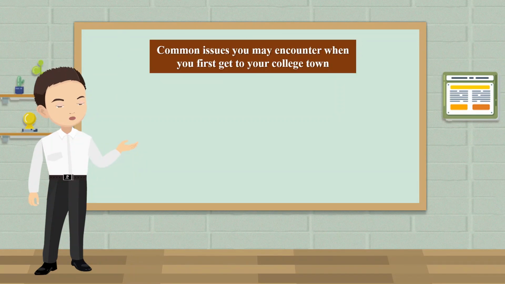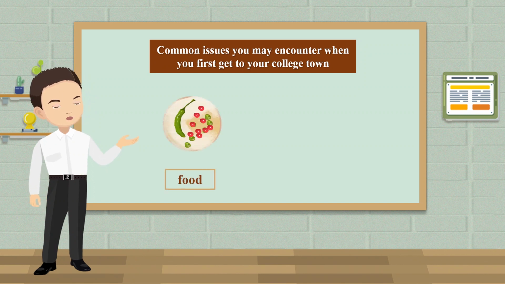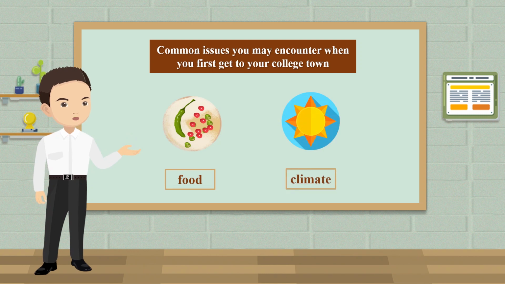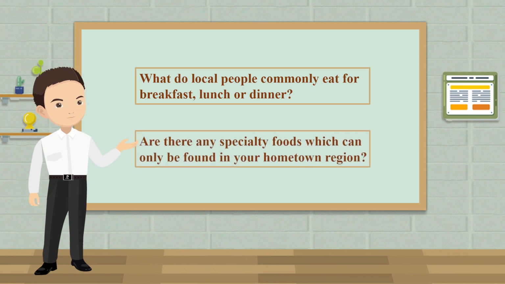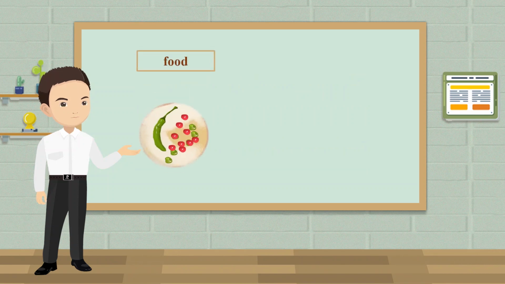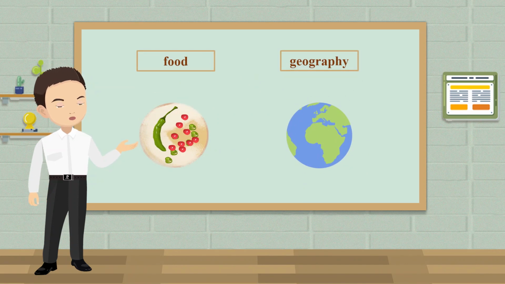Let's begin with a common issue you may encounter when you first get to your college town. You often compare the regional food and climate of your hometown with your college town. First, what do local people commonly eat for breakfast, lunch, or dinner? Are there any specialty foods which can only be found in your hometown region? This may tell us the relation between food and geography, which is an inevitable part of culture.